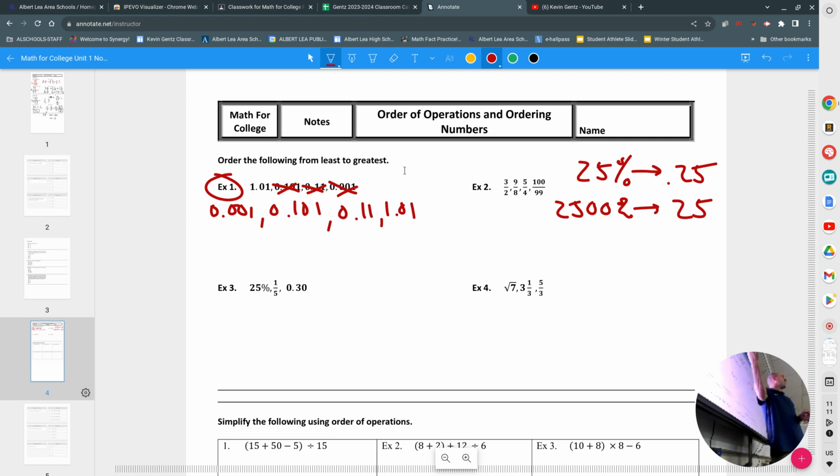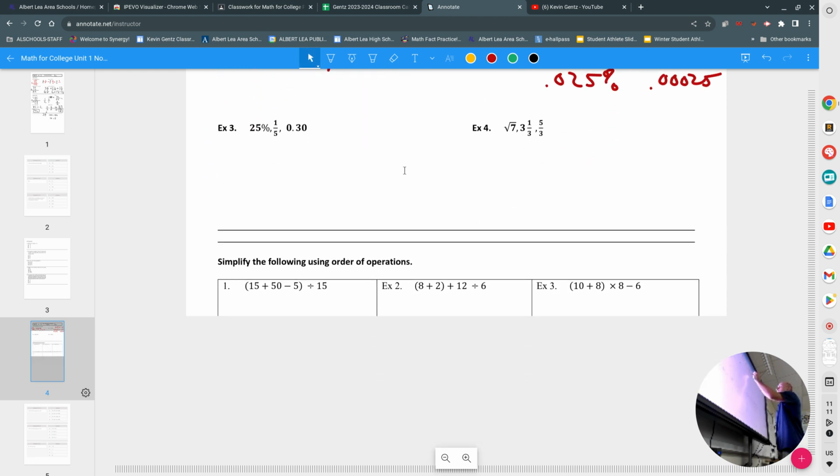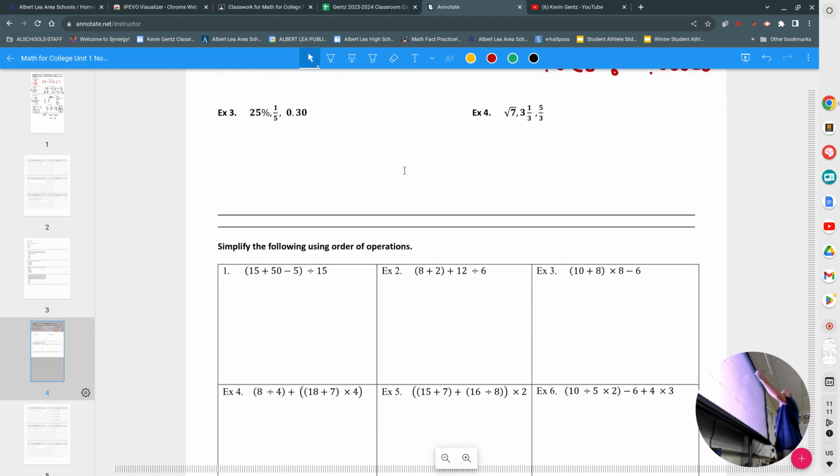Again, it just moves 2 places. Or here's another one. Suppose you have 0.025%. You still move it 2 places to the left. It's 0.00025. So you have to know that every time you see the percent, you move it 2 decimal places to the left. So keep that in mind, that'll help you out. So as you look at this one, I think the best way to order these is to start to look at them as decimals. 25%, we just talked about it, is the same thing as 0.25.